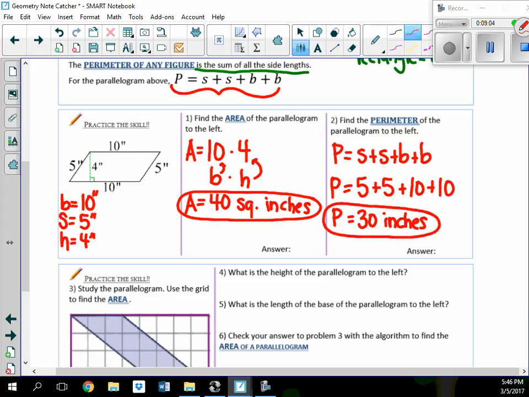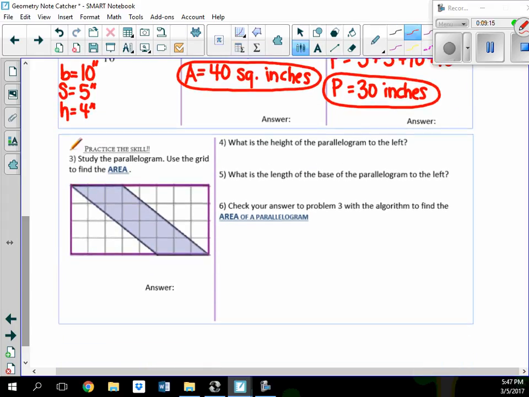Notice that I did not add in the height, which was 4, because that is not a distance around the shape. All right, let's do one more example problem. We have another parallelogram here, and we're going to use the grid to find the area. All right, so looking at this, I'm going to move around a couple parts here in order to find the area on the grid. So I see this part right here.